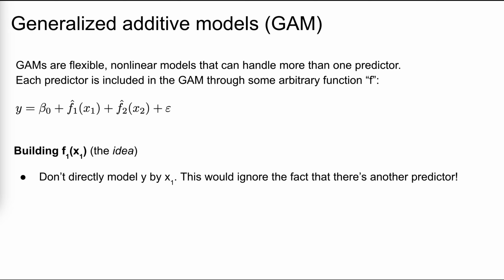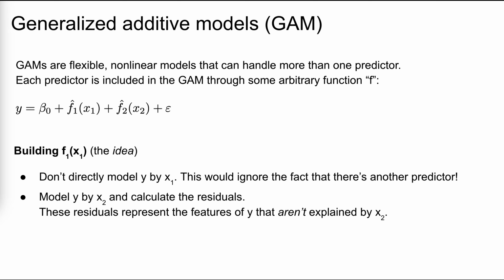Instead, we start our estimation of function f1 for predictor x1 by modeling y by the other predictor, x2. We then calculate the residuals from this model. Now, remember that residuals are essentially prediction errors. They represent the features of y that were not explained by the predictor x2. But some of these leftover features might be explained by the other predictor, x1.